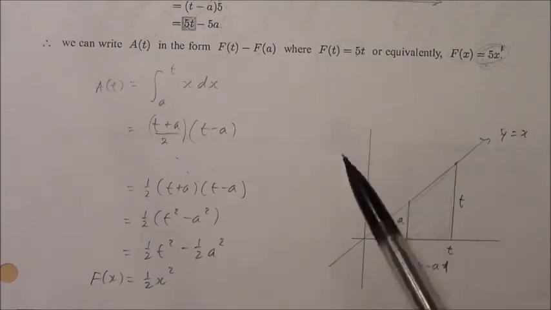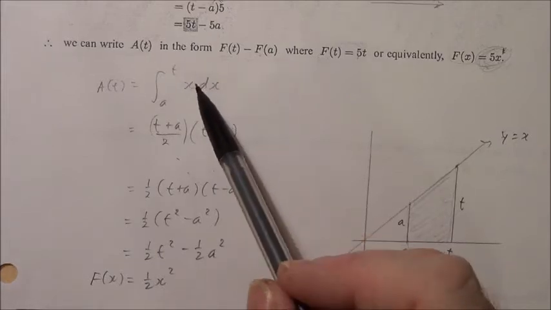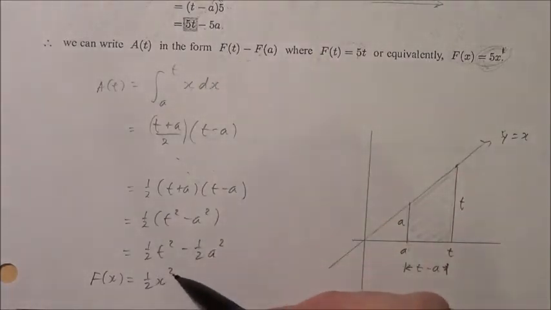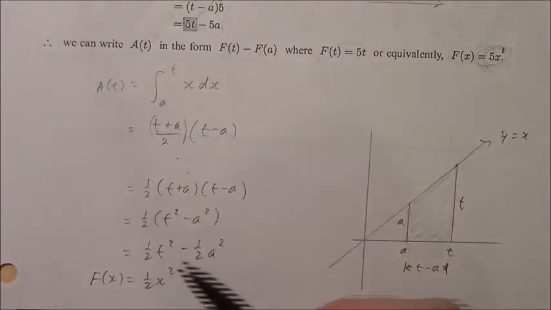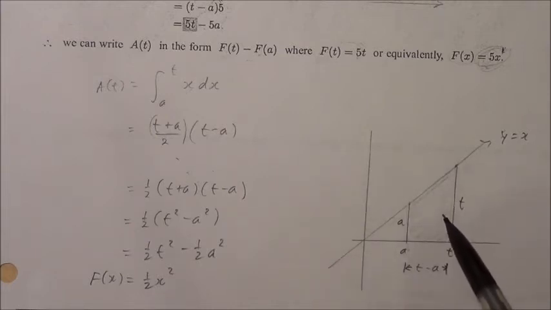Again, notice that when the original function is x, the exponent here is just 1. The new exponent now is 2, and we had to multiply by 1/2 to get that coefficient of 1 again, if we took the derivative of this. Okay, so again, the area under the curve is giving us the antiderivative.